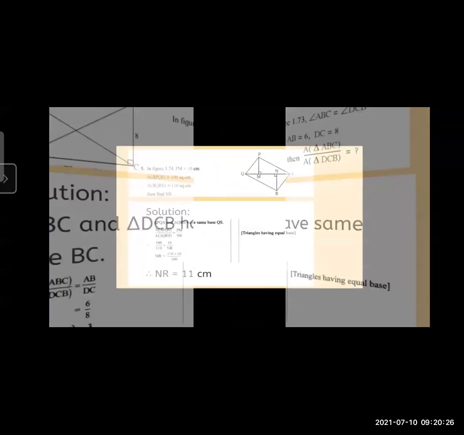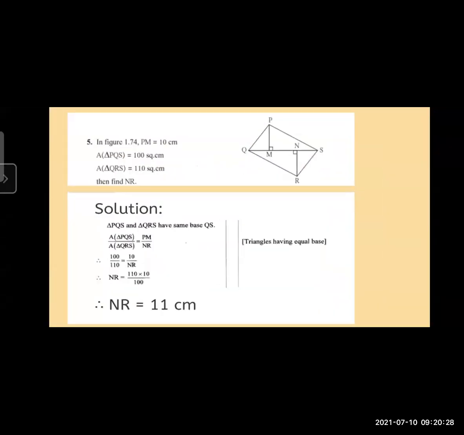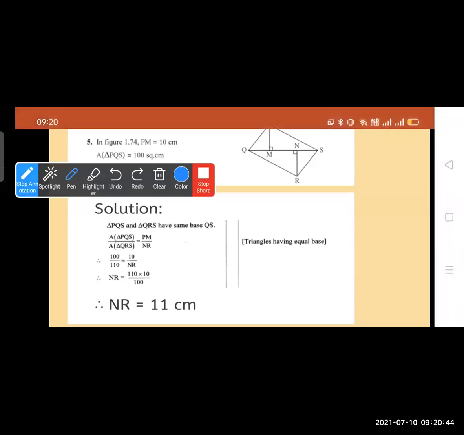Next, question number 5. In figure 1.74, PM is equal to 10 centimeter and area of triangle PQS is equal to 100 square centimeter and area of triangle QRS is equal to 110 square centimeter. Then find NR. So see, two triangles are given.